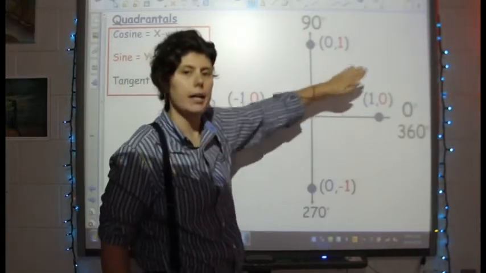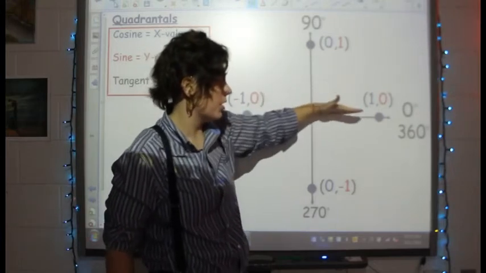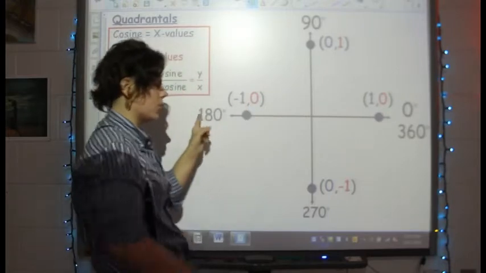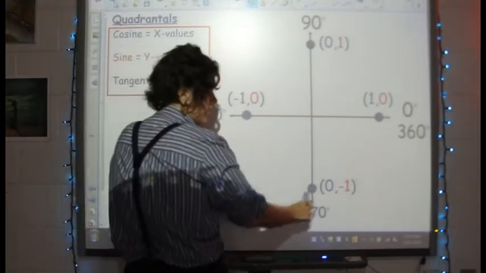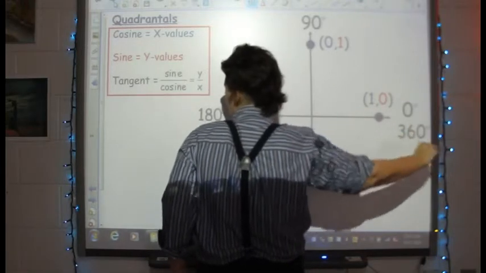There are 360 degrees in a circle and 4 quadrants. So when we divide 360 by 4, there are 90 degrees in each quadrant. So we start at 0 degrees, go up to 90 degrees, another 90 degrees gets us to 180, another 90 degrees gets us to 270, and then another 90 degrees gets us back to our 360.